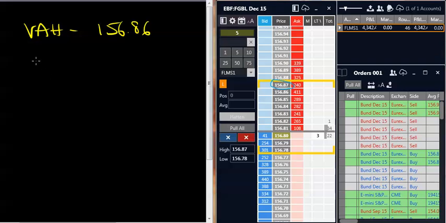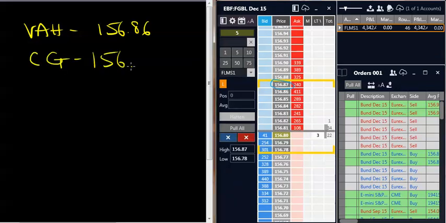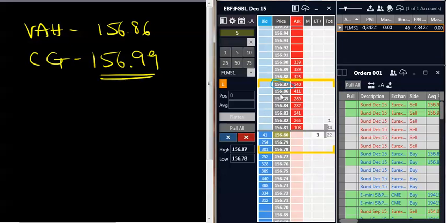One other metric to know is that, trading in here, we have a closing gap which comes in at 156.99. So 156.99 is our closing gap. That's where the market had closed on the previous day. We'll take a look at how that traded out once the cash came in.